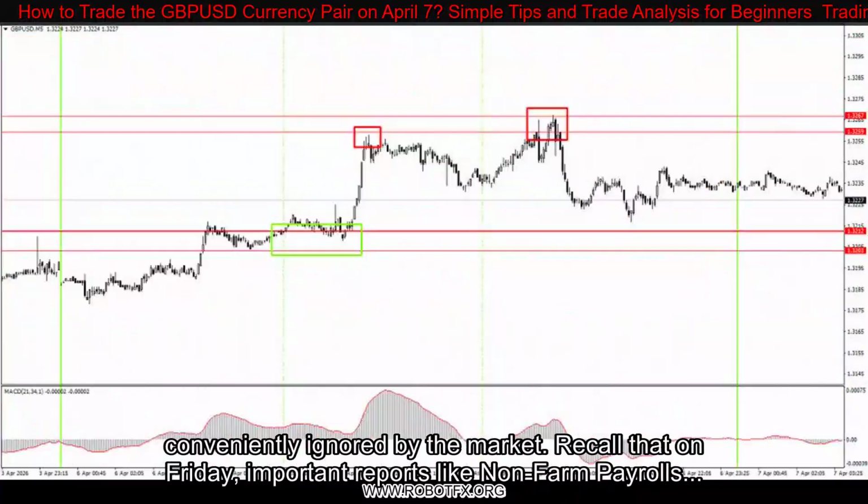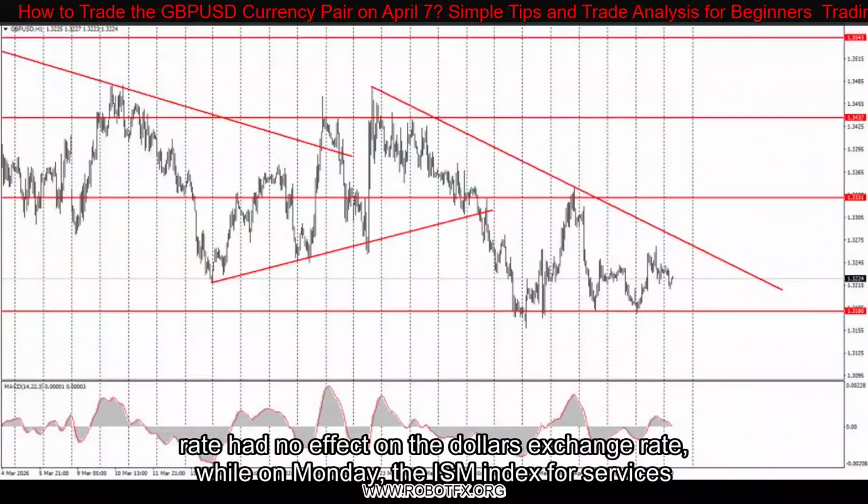1H chart of the GBPUSD pair. The GBPUSD pair traded in both directions throughout Monday. The macroeconomic backdrop was once again conveniently ignored by the market.